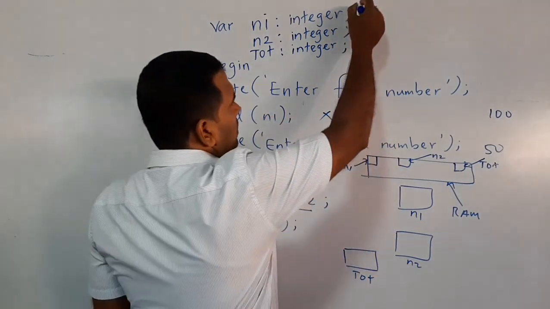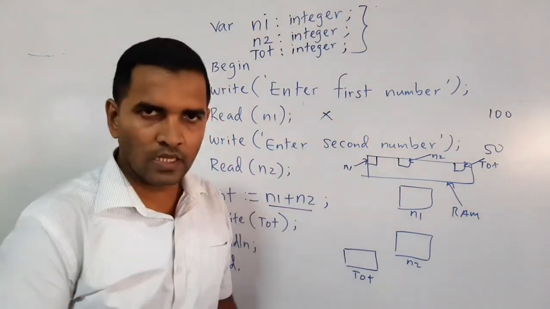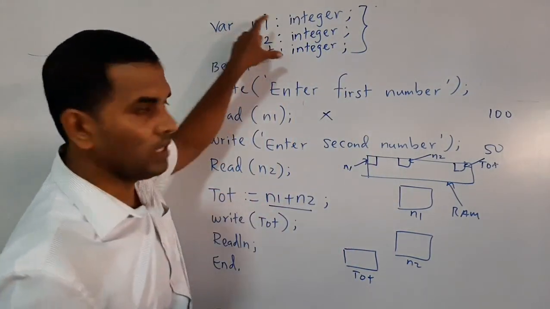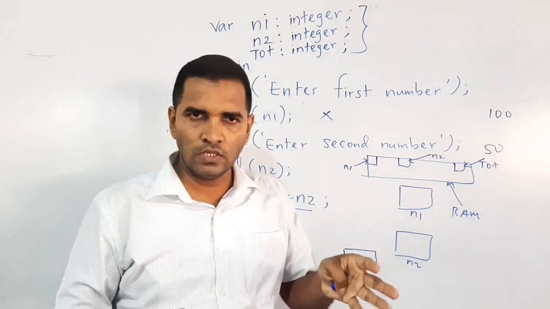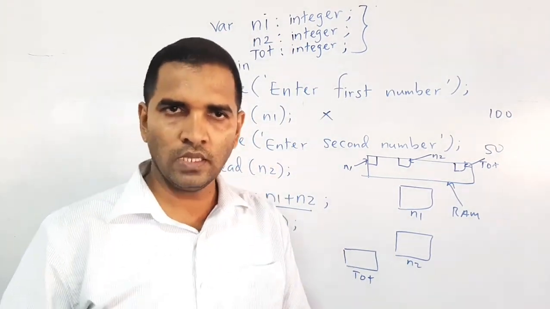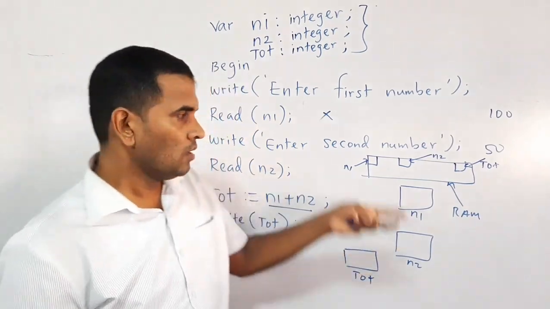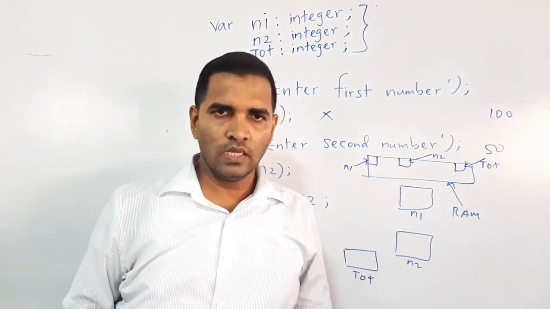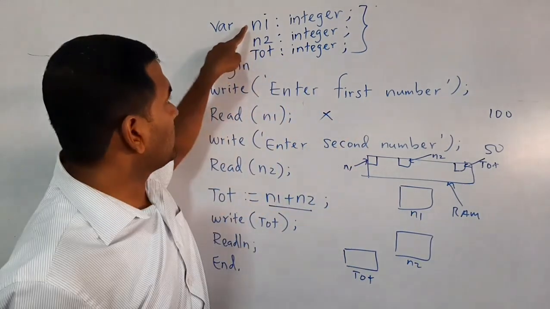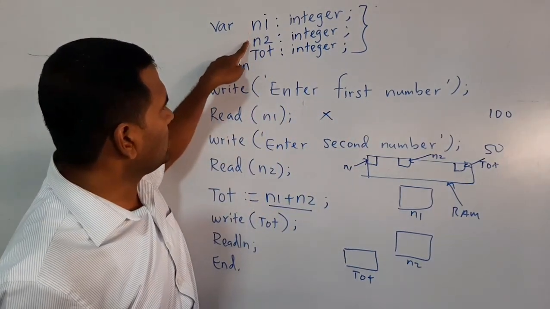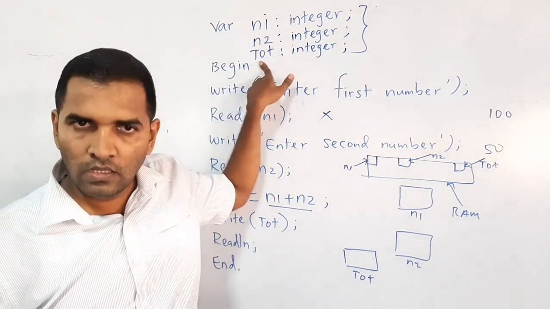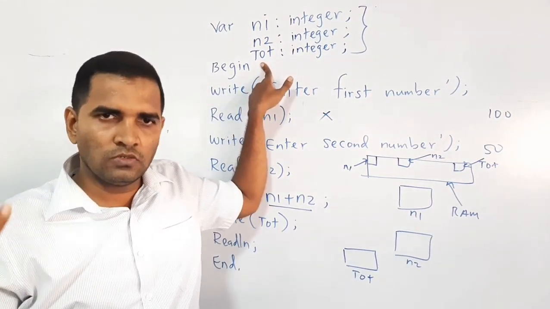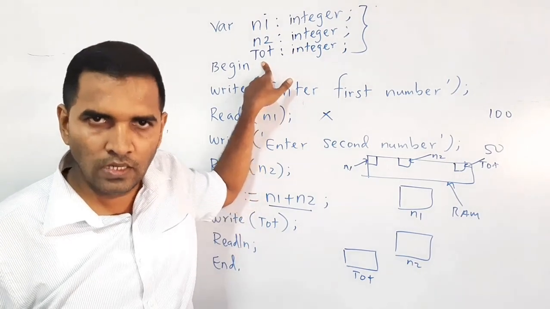So particularly you have to understand these three lines. Definitely I will explain this particular area later, because we have to spend some time on variables and variable declaration. But without introducing them, look at what I used: N1, N2, TOT. What are they? They are variable names. Yes, they are variables, but it is better to call them variable names.